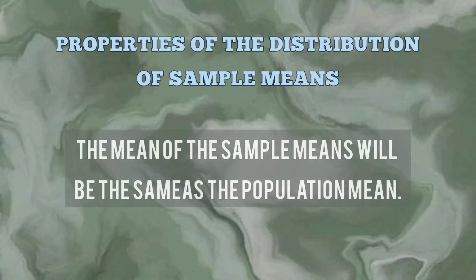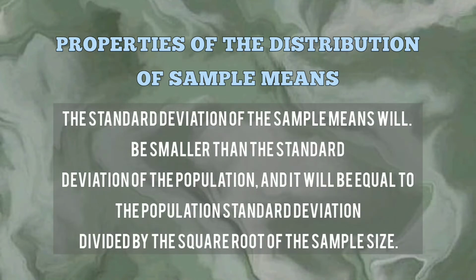Number 1. The mean of the sample means will be the same as the population mean. Number 2. The standard deviation of the sample means will be smaller than the standard deviation of the population, and it will be equal to the population standard deviation divided by the square root of the sample size. I will give you an example for you to understand more about the concept of the central limit theorem.